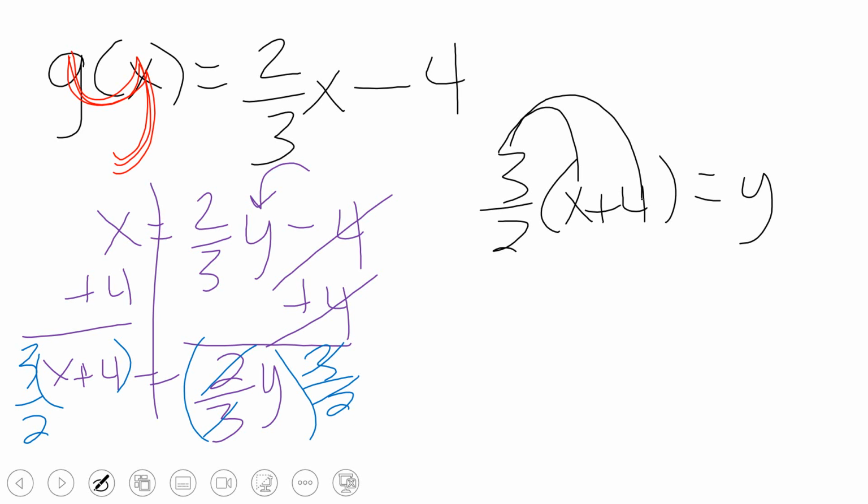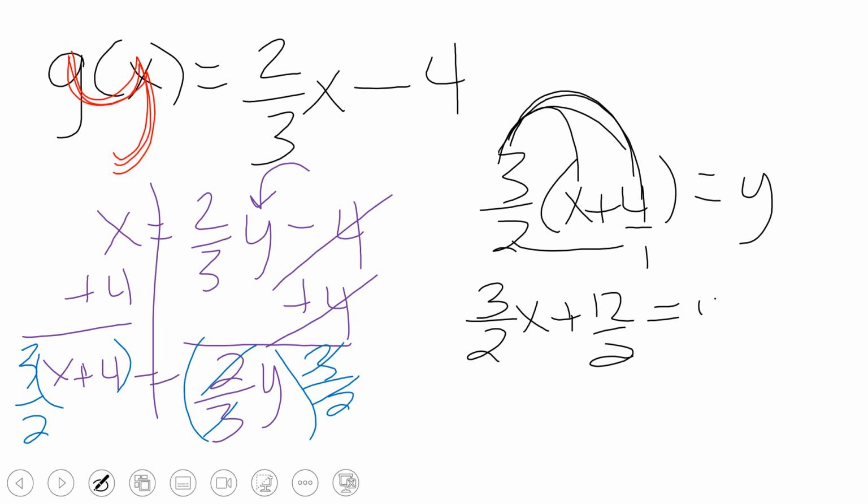3 divided by 2 times x is simply 3 divided by 2x. And now, a really common question I get from students is, when I take 3 divided by 2 and I take it times 4, do I take the 4 times both the 3 and the 2? You only take the 4 times the top number. So 3 times 4 is 12. 2 times 1 is 2. And now I can simplify to get 3/2x plus 6.